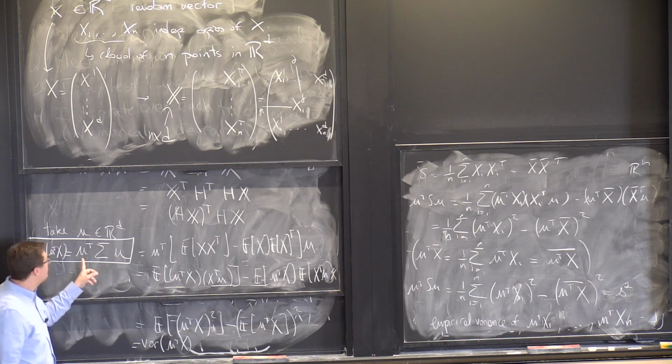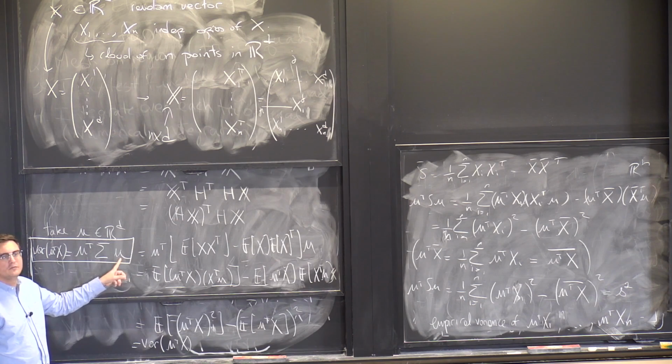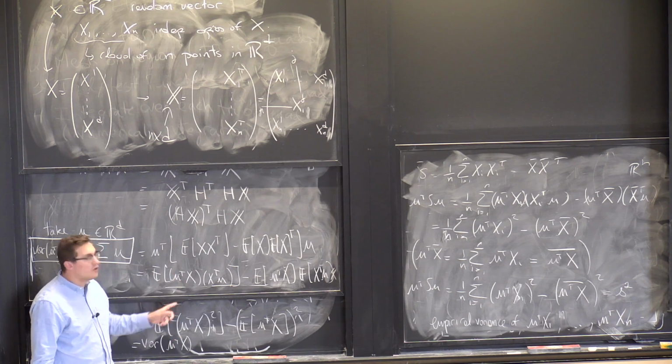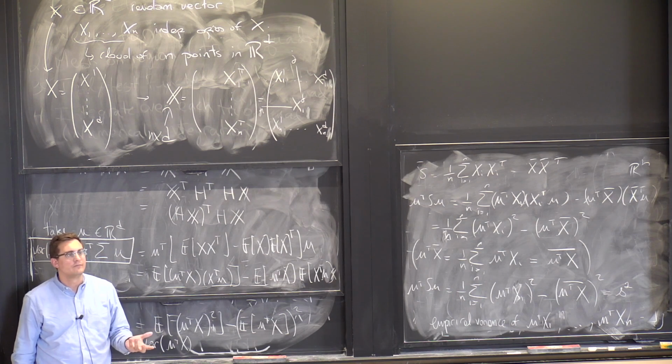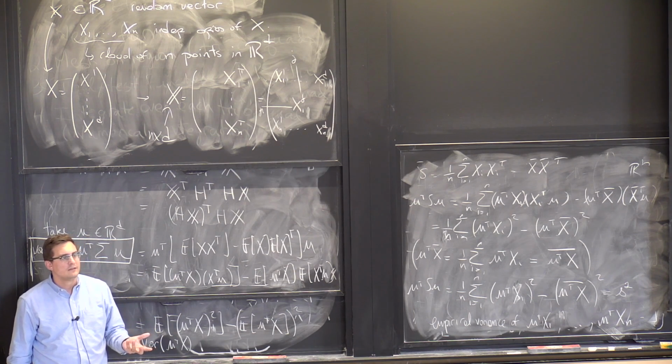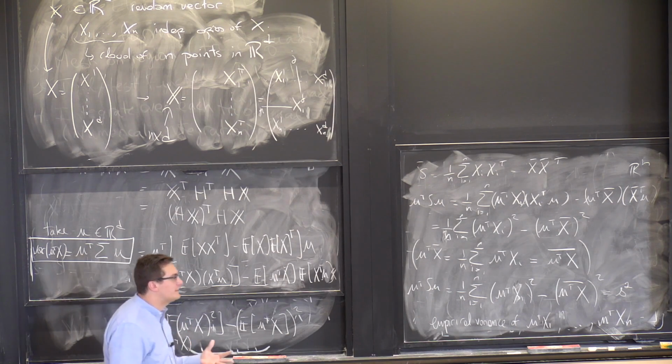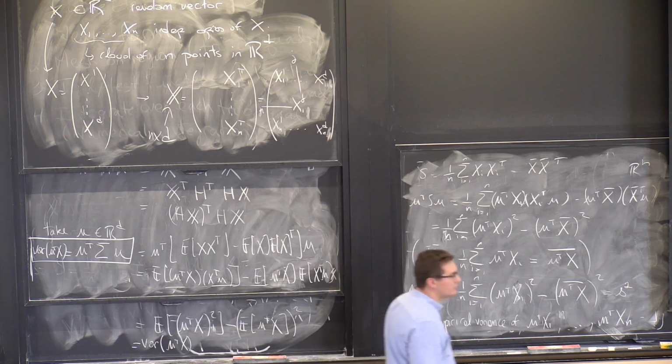It says, if I pre- and post-multiply by u, this is actually telling me what the variance of x along direction u is. Okay? So there's a lot of information in there, and it's really exploiting the fact that there's some linearity going on in the covariance.